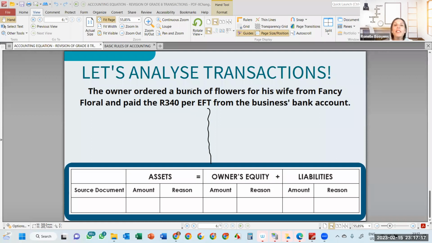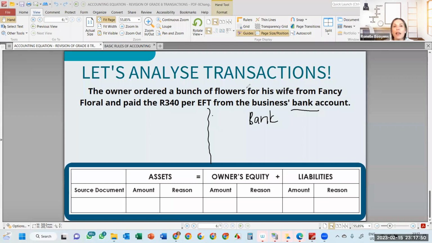Right, the owner ordered a bunch of flowers for his wife from Fancy Floral and paid 340 Rand, obviously not on Valentine's Day because that's too cheap, per EFT from the business's bank account. Okay. A whole lot of things are being said here. We need to determine and identify the two accounts that are affected by this transaction. If I read quickly, can you see here with me that bank is one of the accounts that are affected, and we can write bank down.